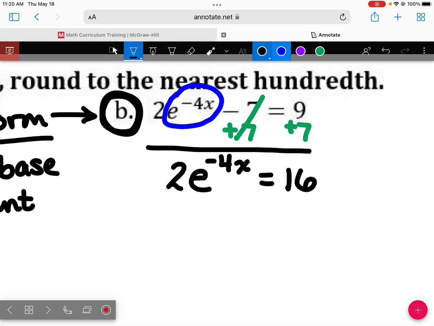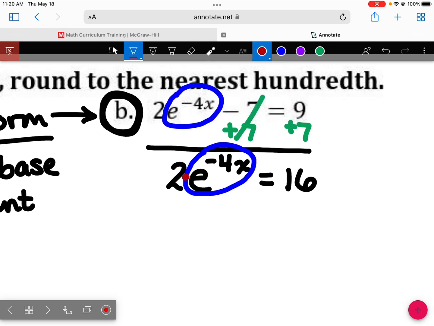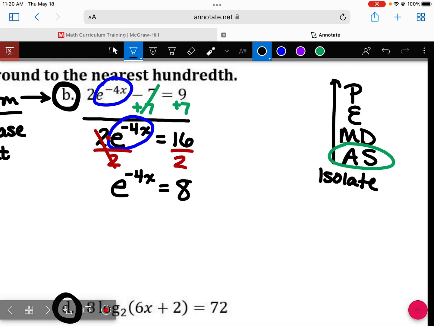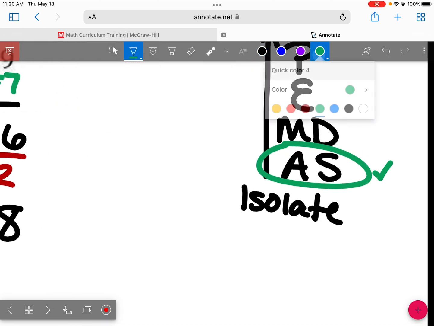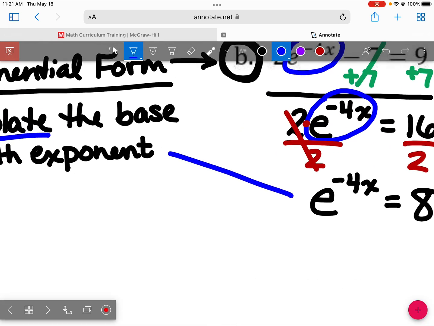16. Have I isolated the base that has an exponent on it yet? No. This is the thing that I need to isolate. How do I do that? We're going to divide it by 2, yes. This 2 is being multiplied, so I need to divide it on both sides. And you get e to the negative 4x equals 8. Absolutely. All right, so we did this. We have now isolated.